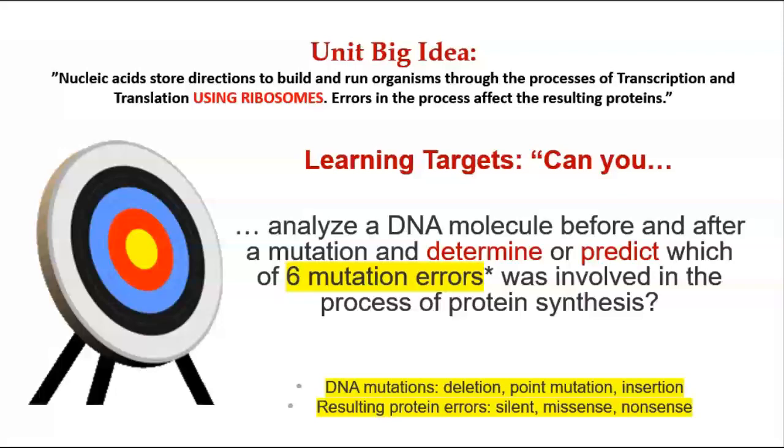3 DNA mutations that we're going to focus on are deletion, point mutation, and insertion. 3 resulting protein errors we're going to look at are silent, missense, and nonsense. Now there are other errors and types of mutations, but we're only going to be naming these 6 and referencing them in this lesson.